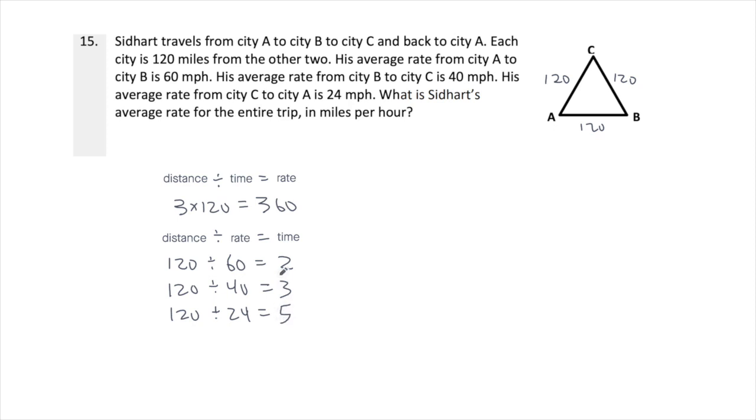The total time can be found by adding 2, 3, and 5, which gives us 10 hours. Plugging in 10 and 360 for distance and time, we have 360 divided by 10 is equal to 36. So that means the average rate for the entire trip is 36 miles per hour.